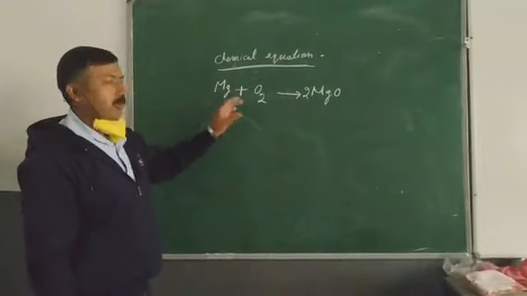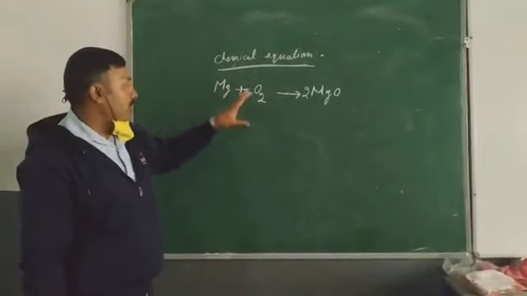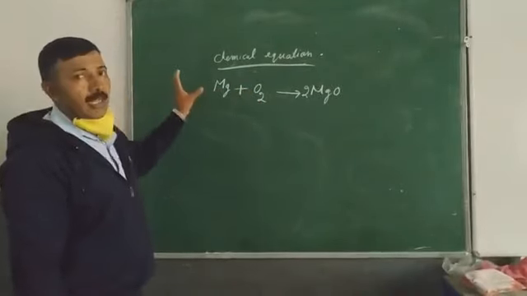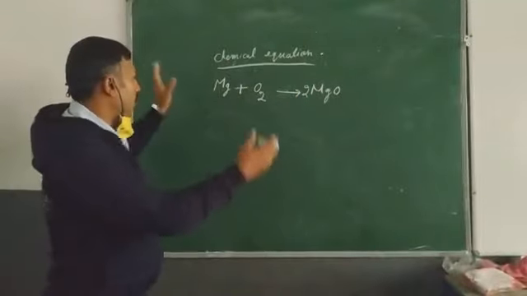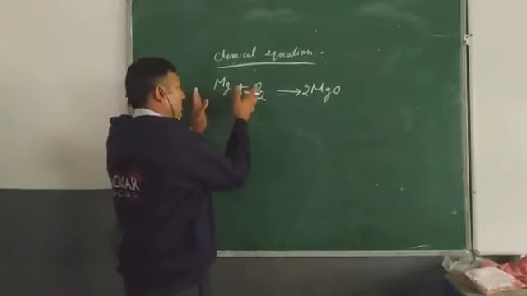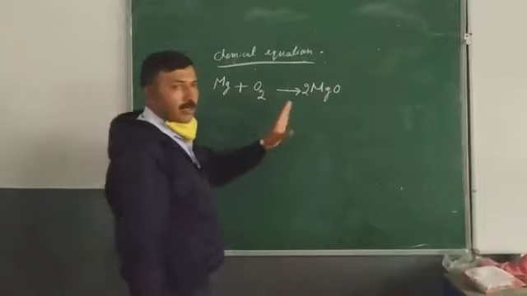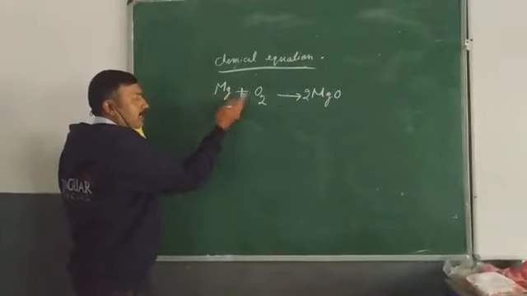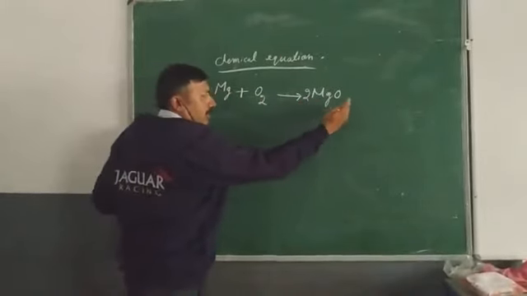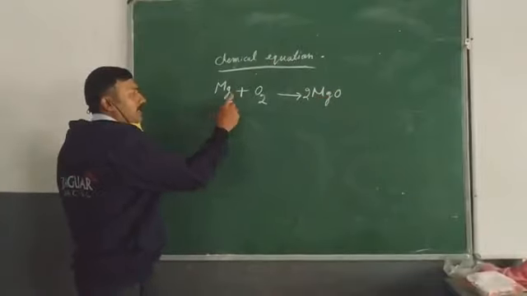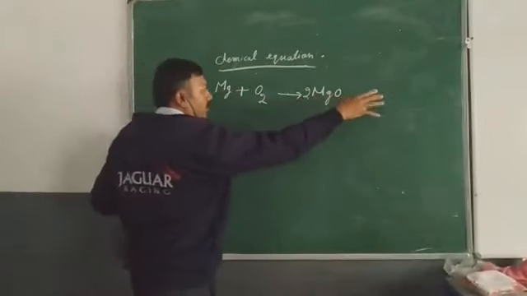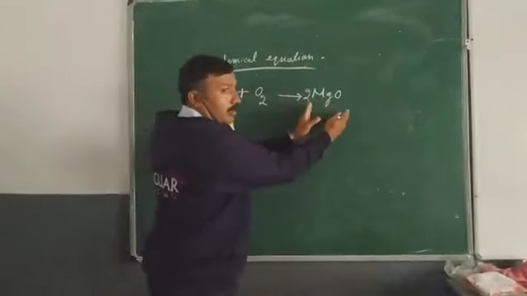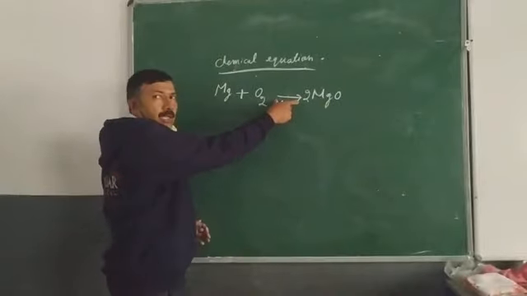Why should a chemical equation be balanced? A chemical equation has to be balanced because according to the law of conservation of mass, matter can neither be created nor destroyed. So the amount present in the reactant has to be there in the product also. Now in a chemical equation, reactants are written on the left hand side, products are written on the right hand side. Reactants are separated by a plus symbol. Similarly, products are also separated by a plus symbol. Reactants and products are separated by an arrow mark.